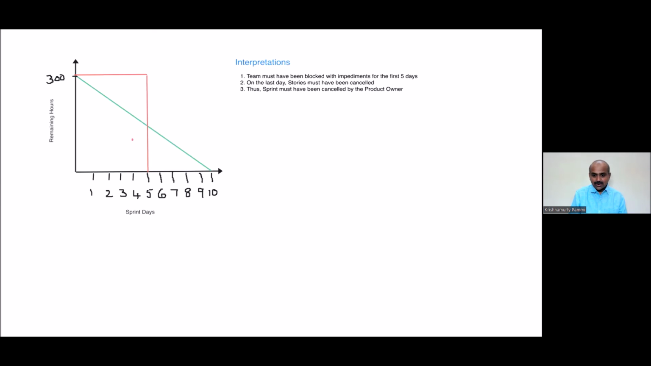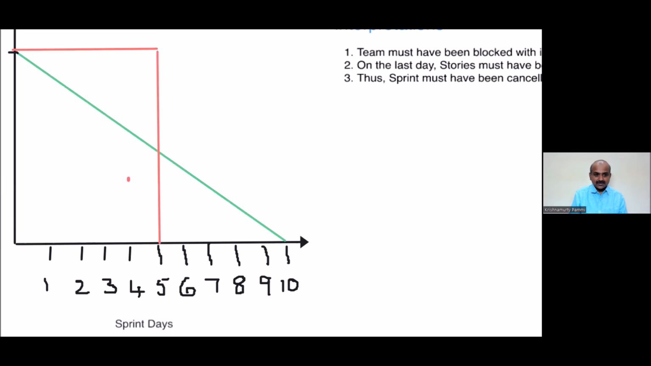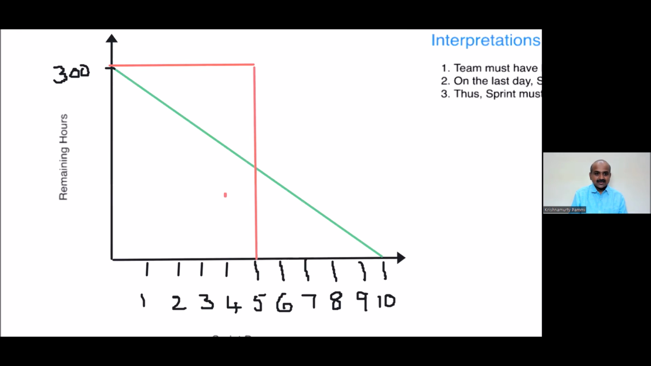Look out for this particular scenario. The scenario is like this: they have taken 300 hours, and they have not progressed for the first 5 days, and suddenly the work has come down to zero. What does this mean? That means there were impediments for the first 5 days. Literally, because of such impediments the team could not complete even 1 hour of work.